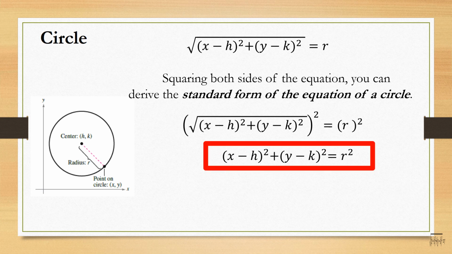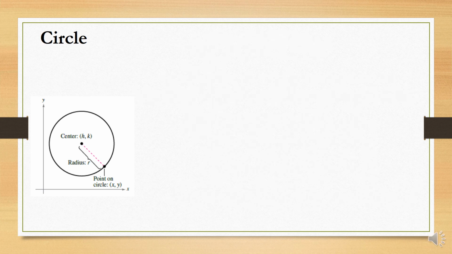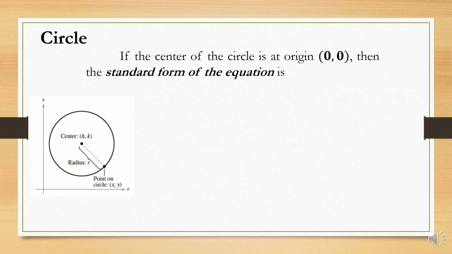And this is now what we call the standard form of the equation of a circle at center h and k, and the radius is r units. If the center of the circle is at the origin with the coordinates 0 and 0, then the standard form of the equation is x squared plus y squared is equal to r squared.